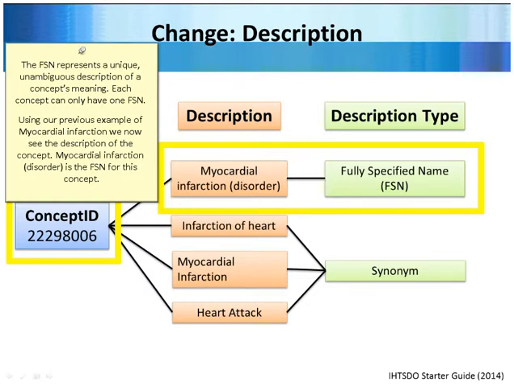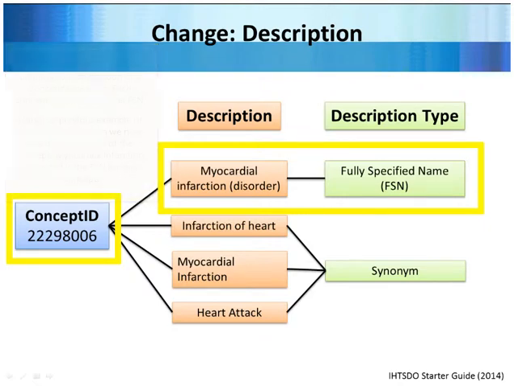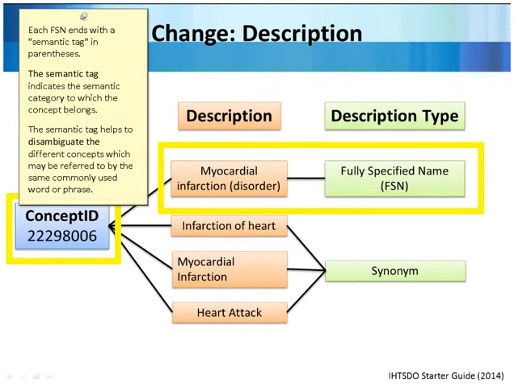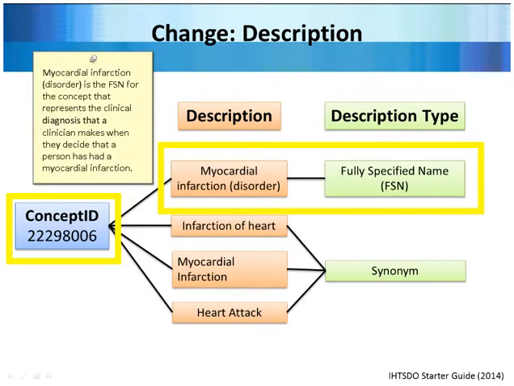Using our previous example of myocardial infarction, we now see the description of the concept. Myocardial infarction disorder is the FSN for the concept. Please note that each FSN ends with a semantic tag in parentheses. The semantic tag indicates the semantic category to which the concept belongs. That is, the semantic tag helps to disambiguate the different concepts, which may be referred to by the same commonly used word or phrase. Myocardial infarction disorder is the FSN for the concept that represents the clinical diagnosis that a clinician makes when they decide that a person has had a myocardial infarction.